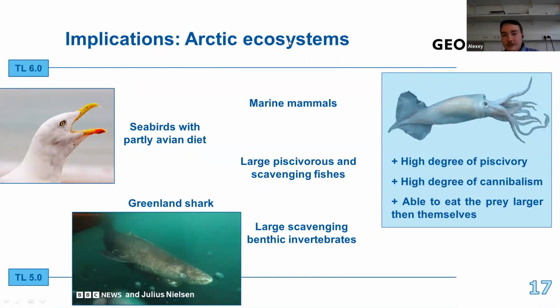Why? What are potential reasons that squid in the Arctic have such a high trophic level? Squids are able to eat prey which is much larger than themselves. We couple this with a high degree of piscivory and a high degree of cannibalism, and exactly that's what it results in. Large squid, very cannibalistic and eating large fish, obtain this high trophic level in the polar ecosystem.